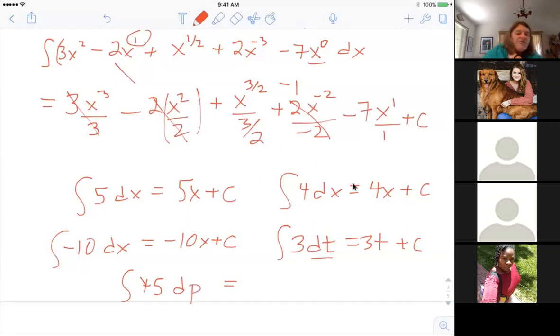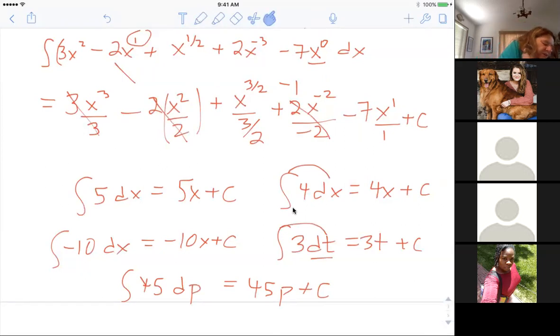What's the integral of 45 dp? 45p plus c. Yes, 45p plus c. These two signs go together, this dx and this integral. It just tells you what variable you're working with. Because if we had a business problem, the variable might be t. It might not be x. It might be time in years or something like that.